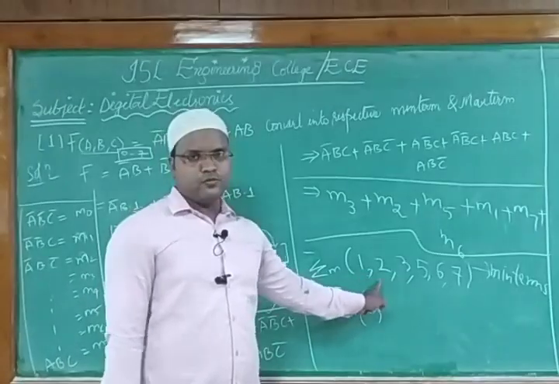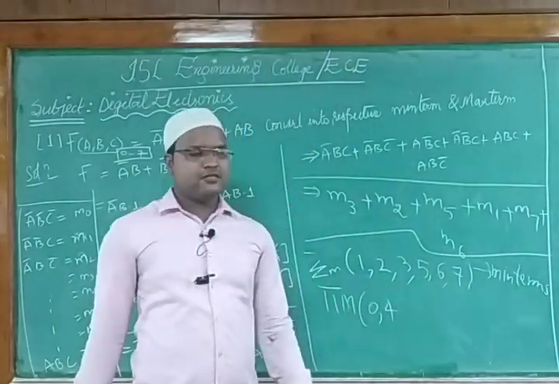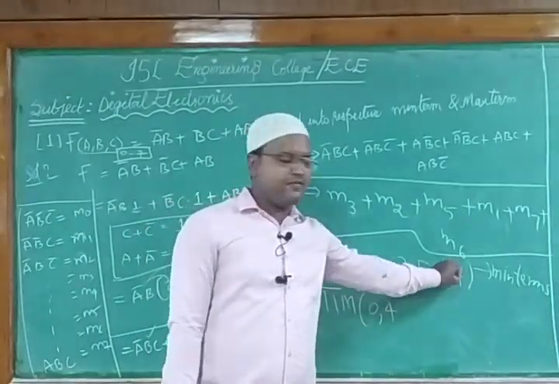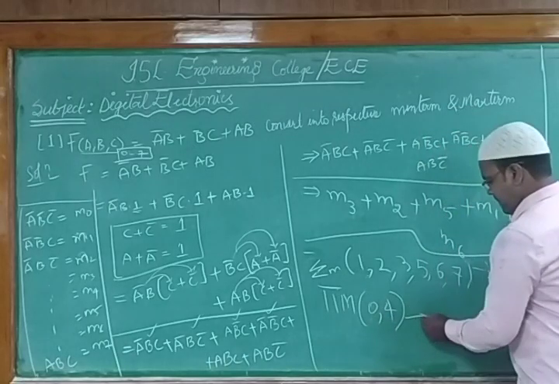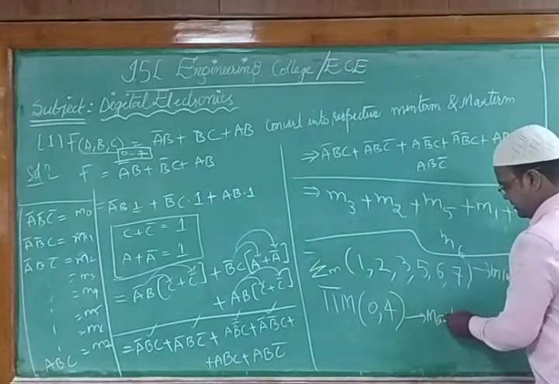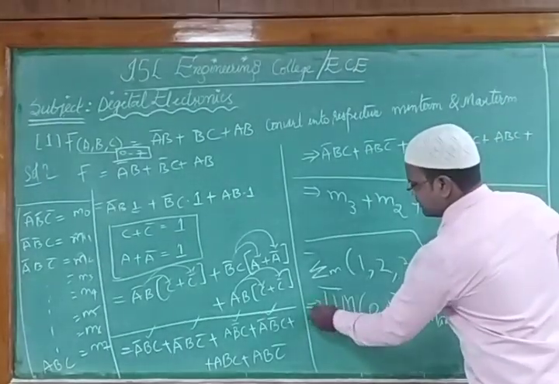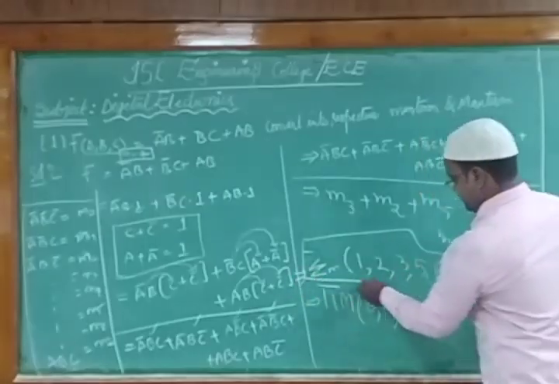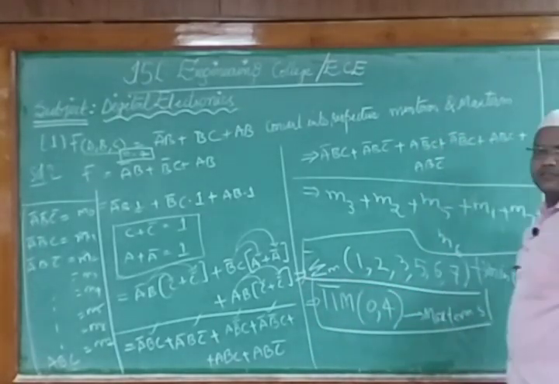Next, 1, 2, 3. Do we have 4? No. So 4 is as it is. Next, do we have 5? Yes, 6 and 7 too. So this is in the max term form. So this is the min term, this is your max term. This answer we got for min and this answer we got for max.